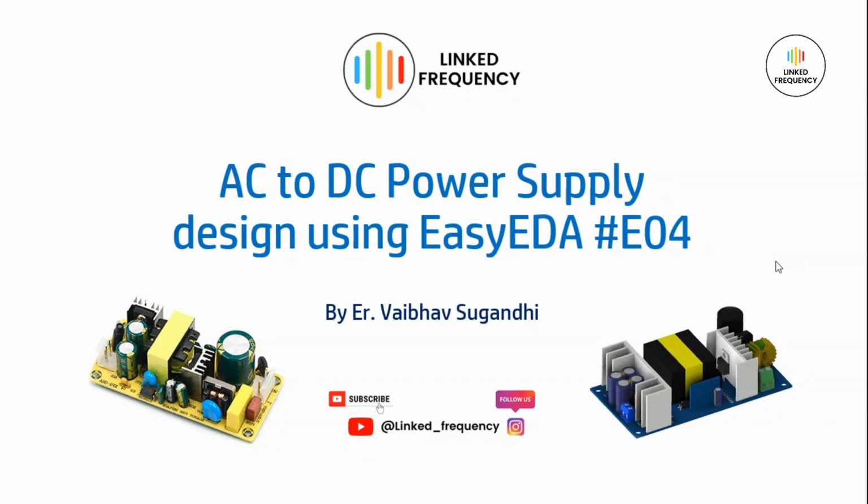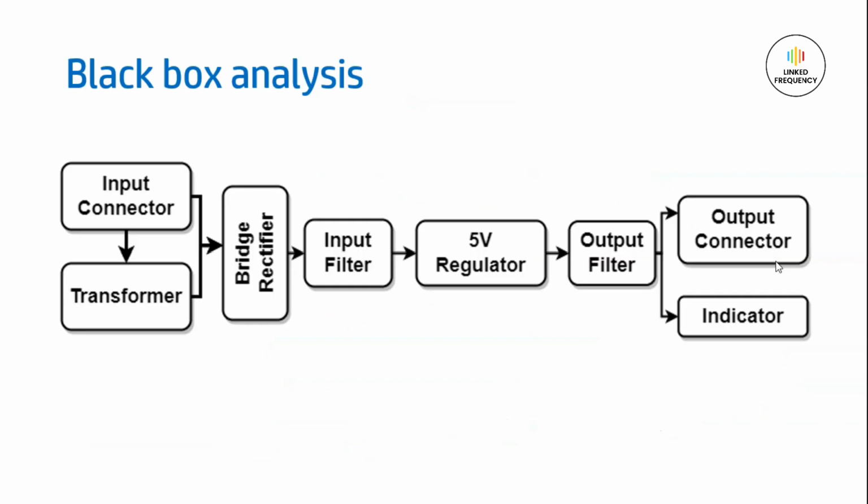So let's get started with our black box analysis as usual. First things first, in our black box analysis, we need to arrange the boxes which are necessary as per the functionality and features of the project. In this project, we are assuming to generate a plus 5 volt DC from 230 volt AC coming from the outlet in India. First thing we need is an input connector which will take the 230 volt AC to our PCB.